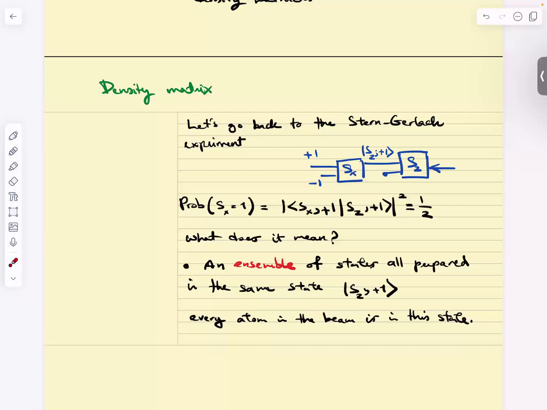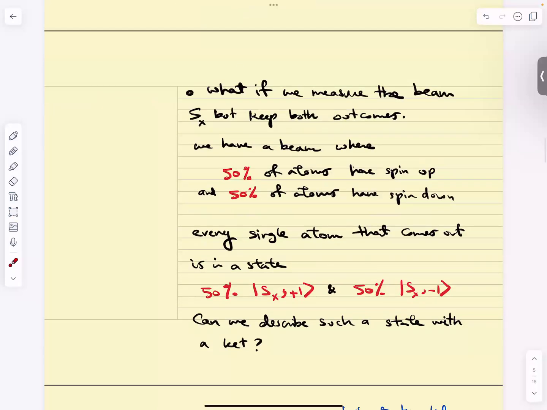All right, the next step is, what if we measure the beam Sx, but we keep both of the outcomes? So now, as I measure, the ones that come up, I'm going to keep them. The ones that come down, I'm also going to keep them. So what do I have? I have a beam of lots and lots of silver atoms. Half of them are in the state Sx plus. Half of them are in Sx minus, right?